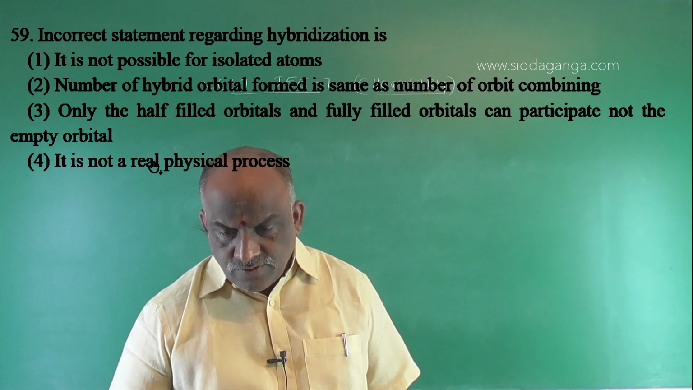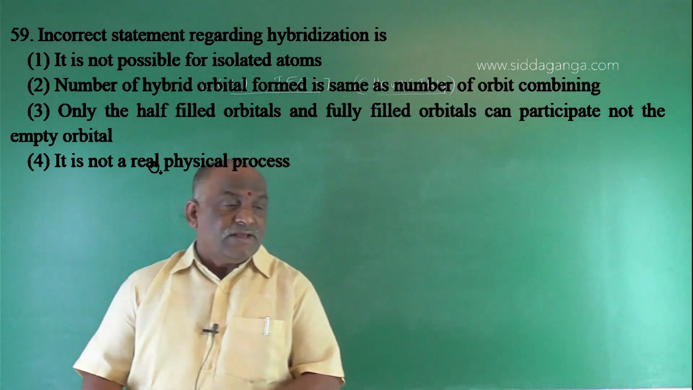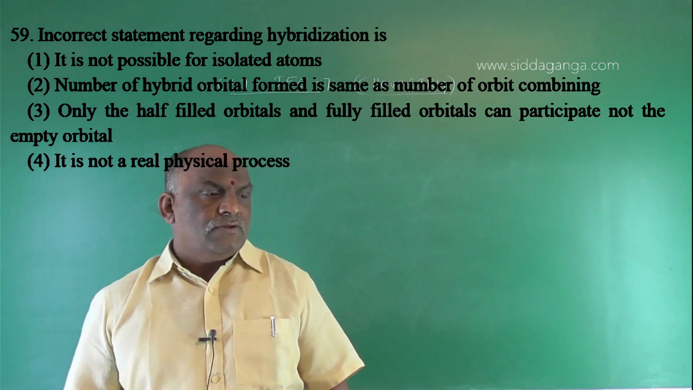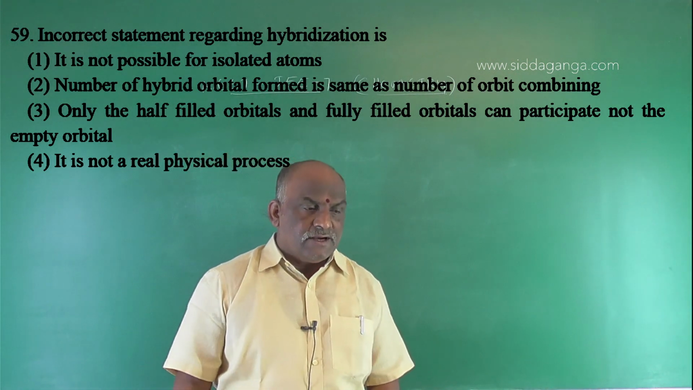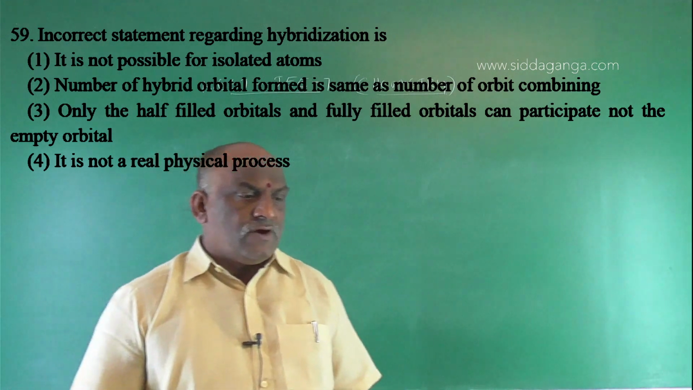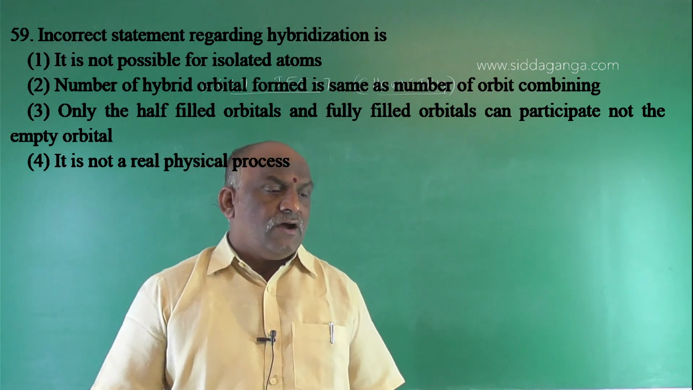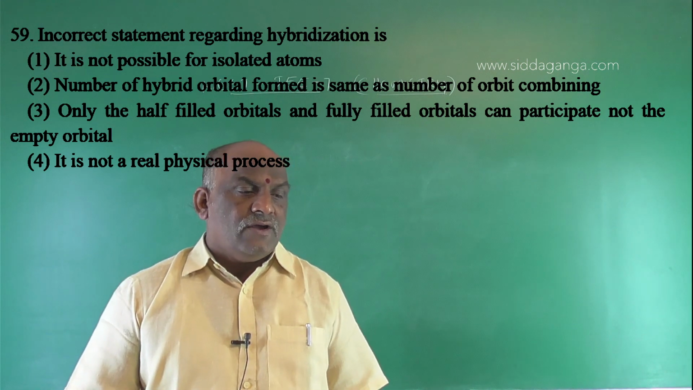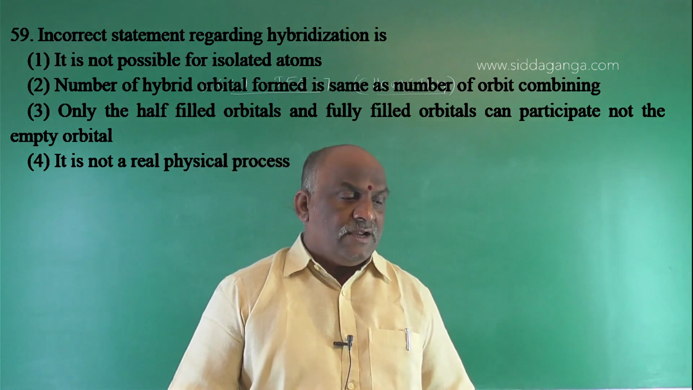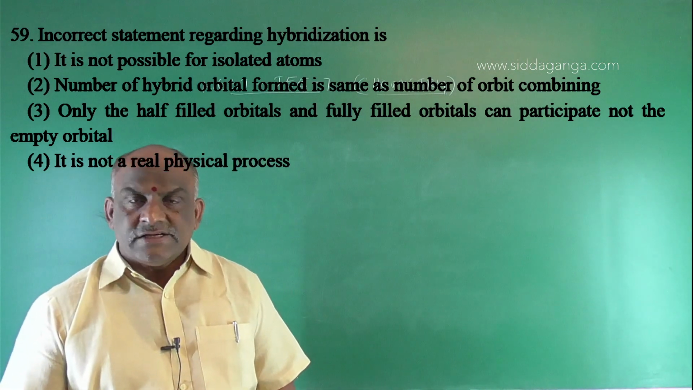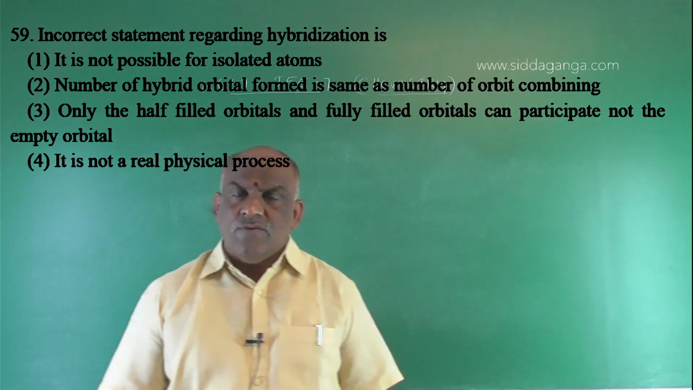Next, we should go with the incorrect statement regarding hybridization. This is also a concept background question. It is not possible for isolated atoms. The number of hybrid orbitals formed is the same as the number of orbitals combining. Only the half-filled orbitals and full-filled orbitals can participate, not the empty orbitals. It is not a real physical process. So for the incorrect statement regarding hybridization, we should go with the third option.